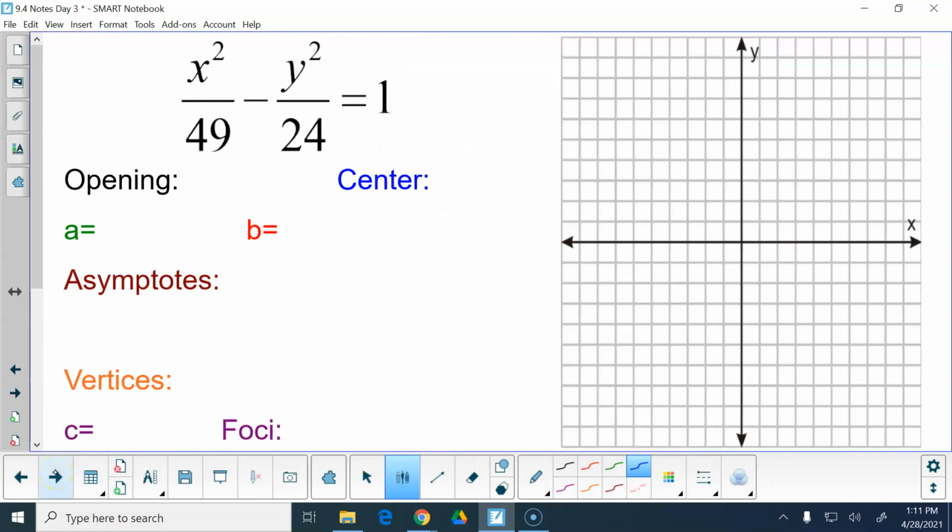Okay? So let's do this one together here first. Okay? X squared over 49 minus y squared over 24 is equal to 1. First thing we need to do is we need to determine which way the hyperbola opens. Is it a left-right or up-down? Left-right. Why? Because the x squared comes before the subtracted sign. Would you concur? Okay. So this is a left-right opening hyperbola.